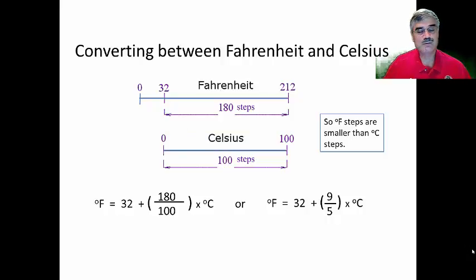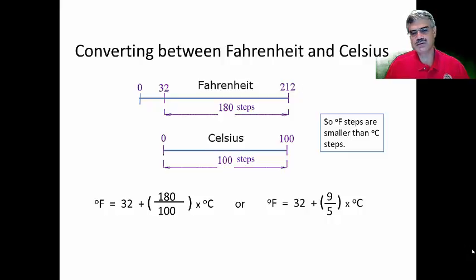This is like having two people walk the course of a football field, for example. So they're walking the same distance. One person takes 100 steps, whereas the other person takes 180 steps. So that means the person taking 180 steps has to take smaller steps because you take more of them to cross the same distance.